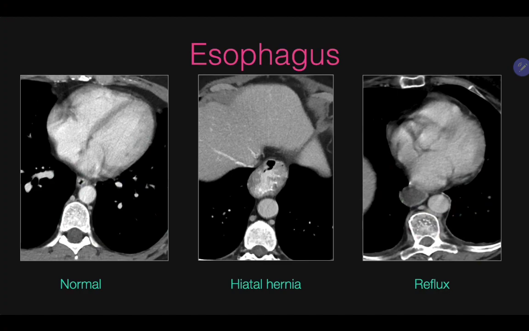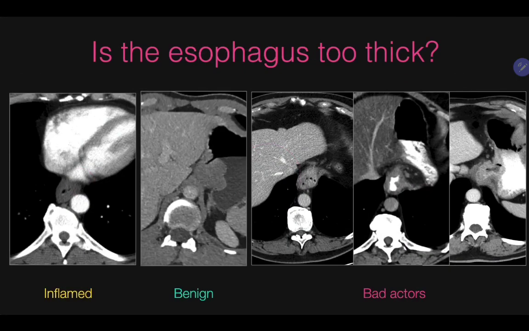Let's start with the esophagus from the perspective of an abdominal imager. With experience, we have come to expect some typical variations of the esophagus when looking at the lower chest, from the nice and normal to the bulging hiatal hernia, and to reflux, with fluid distending the esophagus. And we have all encountered an esophagus that is simply too thick. When it is smooth and circumferential, you are usually dealing with esophagitis.